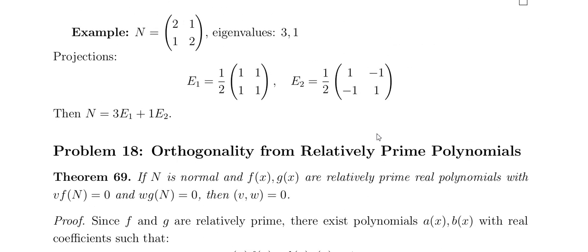So I thought this is the example. N equal to something, eigenvalues 3 and 1. So the projections, that is called E1, E2 like this. So N equals 3 times E1 plus 1 into E2 என்று எழுதலாம்.